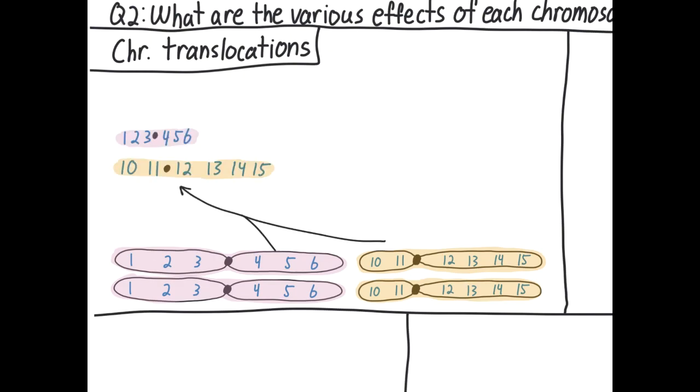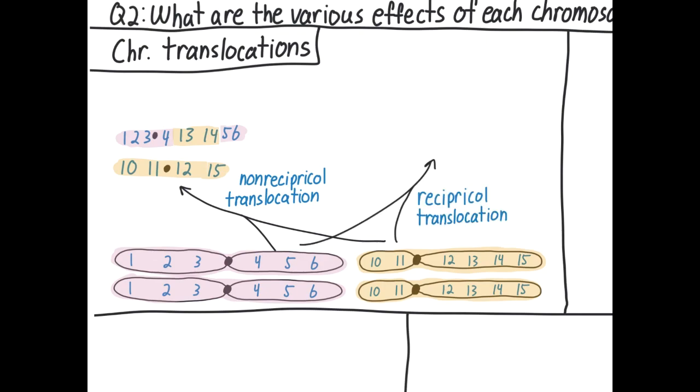For example, regions 13 and 14 could break from this chromosome and move to between regions 4 and 5 of the pink chromosome. Since the orange chromosome receives nothing from the pink chromosome in return, this is called a non-reciprocal translocation.